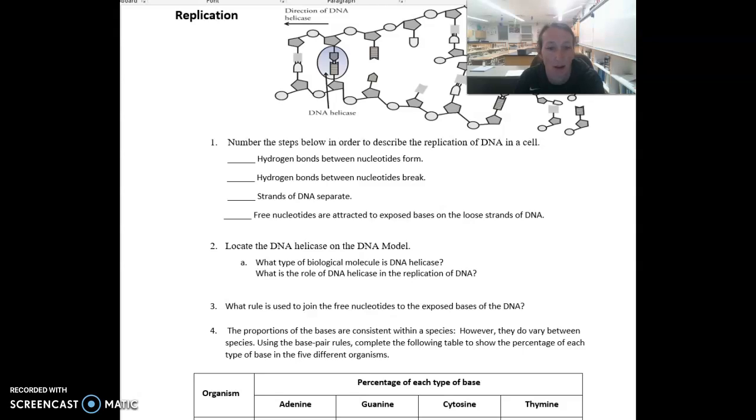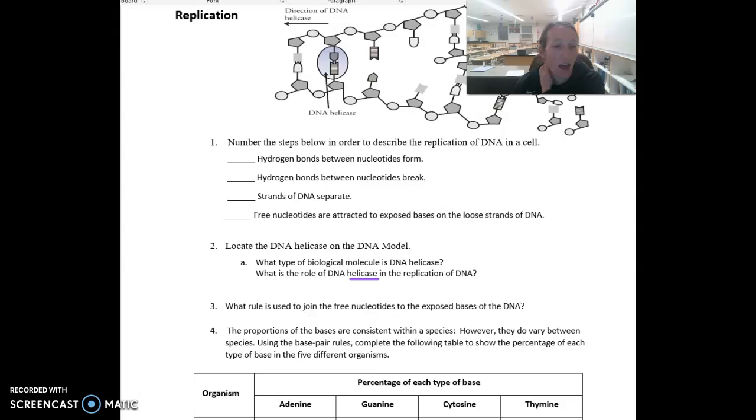So, here we are. What is the role of the DNA helicase in the replication of DNA? And we know the role really is to break apart the hydrogen bonds. Okay, that is the job of the helicase. Break apart those hydrogen bonds.